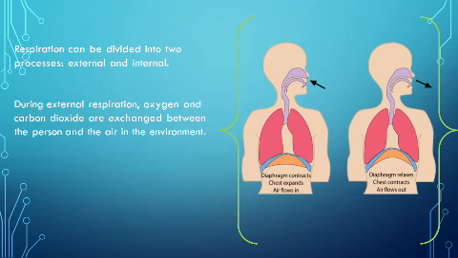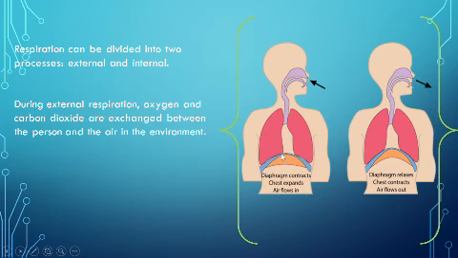Okay, coming to the next slide. Respiration can be divided into two processes, external respiration and internal respiration. During external respiration, oxygen and carbon dioxide are exchanged between the person and the air in the environment. So what do you mean by external respiration? The air which we breathe from the outer surface, from the atmosphere. So here the exchange between the person and the air is done. That is called external respiration.